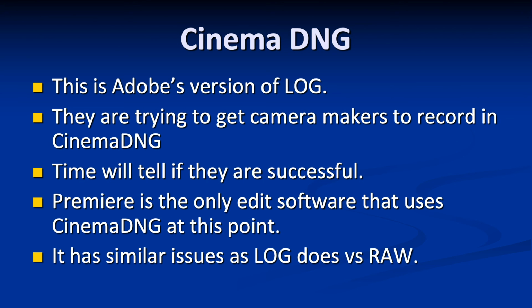And then there's a couple of proprietary options. One of them is Cinema DNG. This is Adobe's version of log, because Adobe doesn't make cameras, of course. So what Adobe wants to do is try and persuade people from the post-production end to use a file format that they've created. At the moment, Premiere is the only software that uses Cinema DNG that I know about. It has the same issues as log does versus RAW in that some things are baked in, and you may not like that adjustment because it's unchangeable once you've done it.